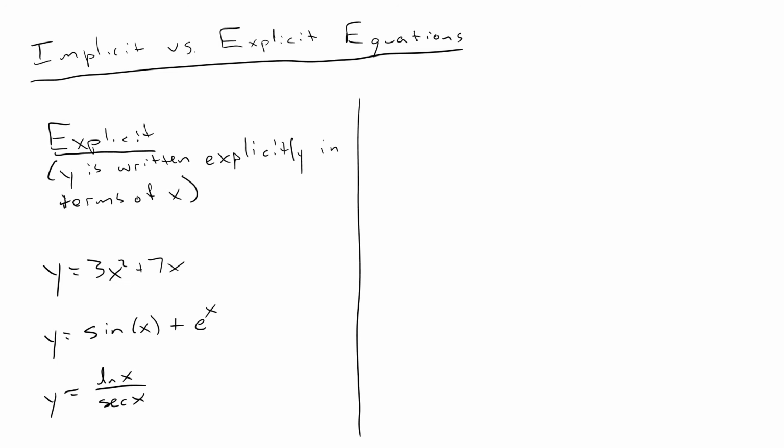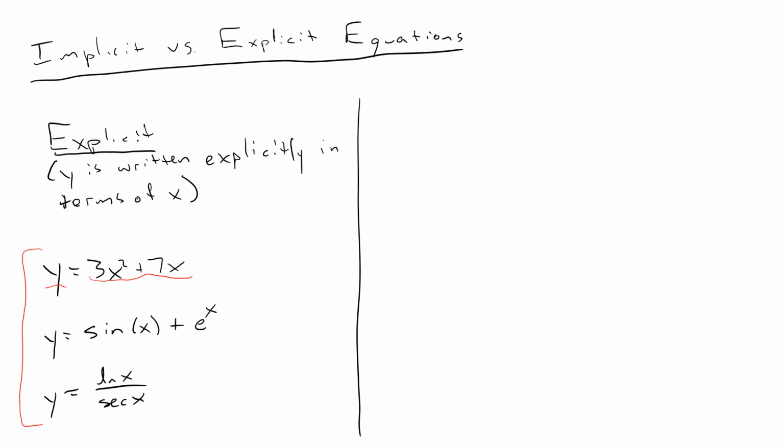equations, we're used to seeing equations written explicitly. Okay, so for example, these three functions over here are written explicitly, where y is written in terms of x. In other words, I have a y on the left-hand side, and all I have on the right-hand side are terms involving x. So we say that y is written explicitly in terms of x in all three of these cases. This is an example of explicit expressions.